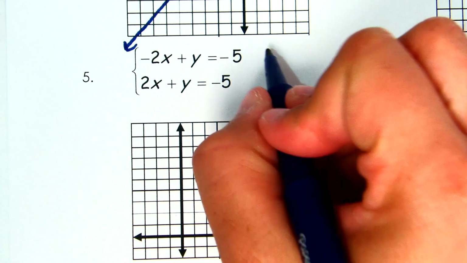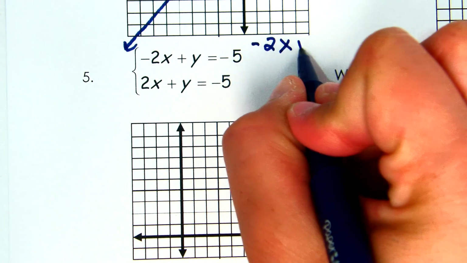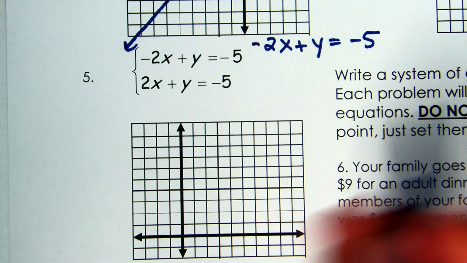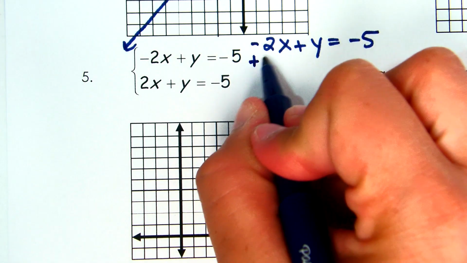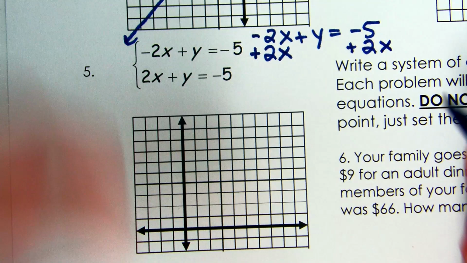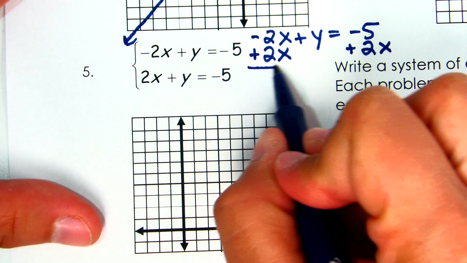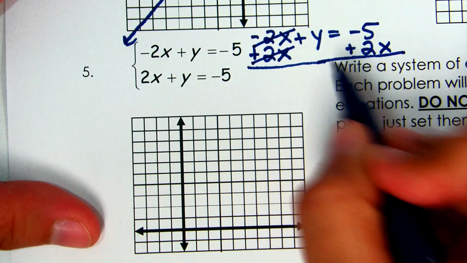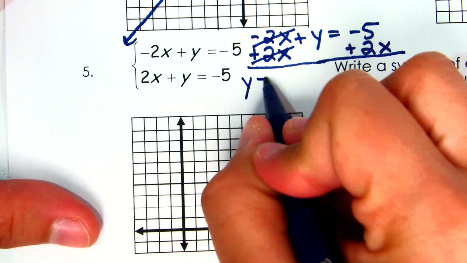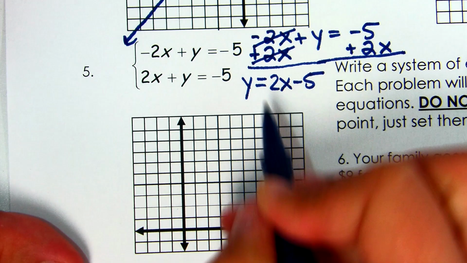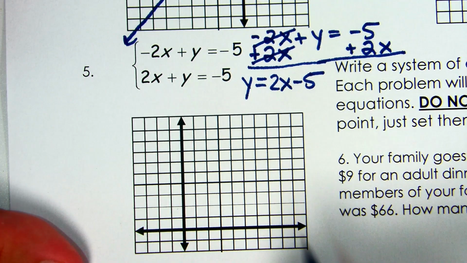Now I'm going to start with the first equation, negative 2x plus y equals negative 5. The first step in getting y alone is to add 2x to both sides of the equal sign. So I add 2x, negative 2x and positive 2x cancel, and I'm left with y equals 2x minus 5. I can now graph, I'm in slope-intercept form.